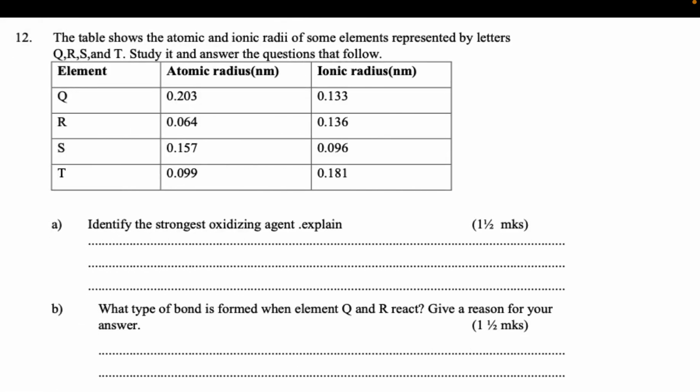12. The table shows the atomic and ionic radii of some elements represented by letters Q, R, S, and T. Study it and answer the questions that follow. Element, atomic radius in nm, ionic radius in nm. Identify the strongest oxidizing agent. Explain. What type of bond is formed when element Q and R react? Give a reason for your answer.